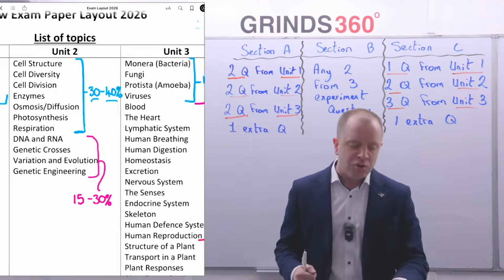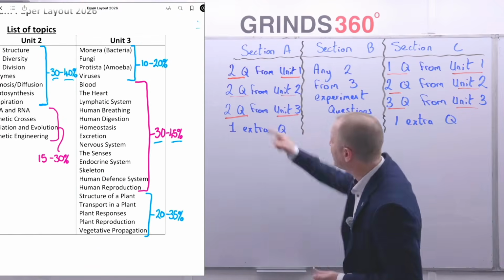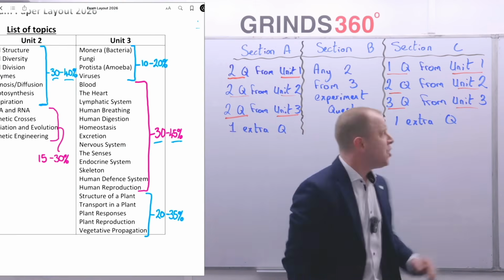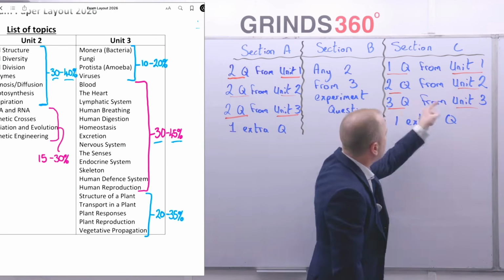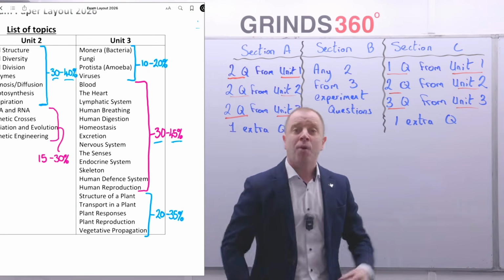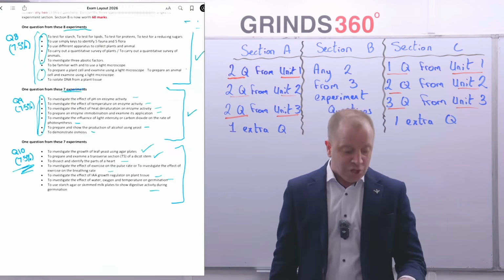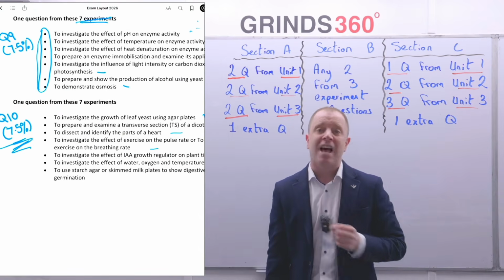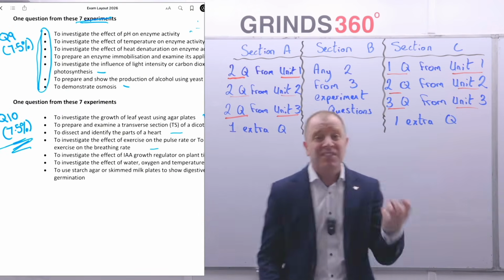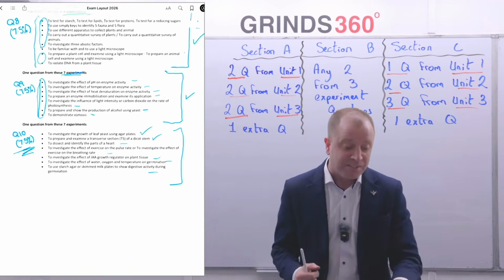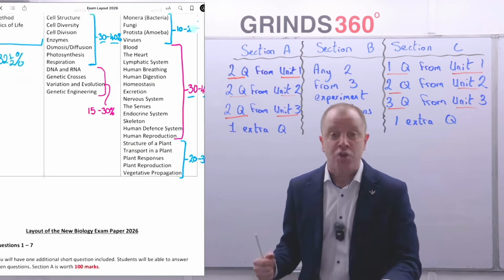All right, what about Unit 3? Do you remember I said you're usually going to get 2 short questions from Unit 3, and usually 3 long questions from Unit 3? But actually, because you now know how experiments are going to be asked, do you see question 10 based on the last 7 experiments? Well, those 7 experiments come from Unit 3.